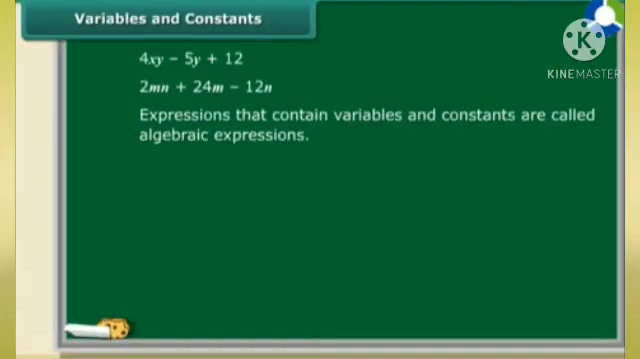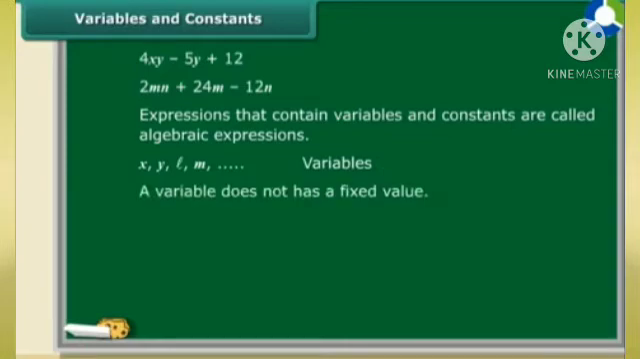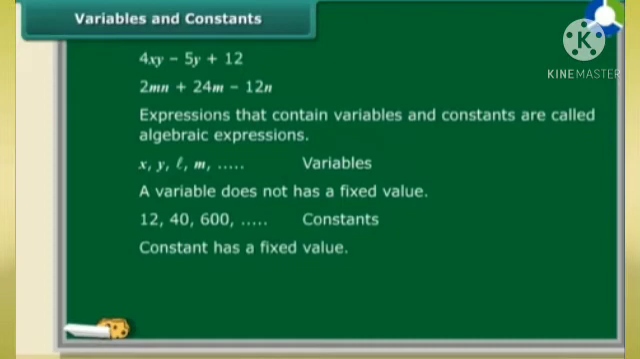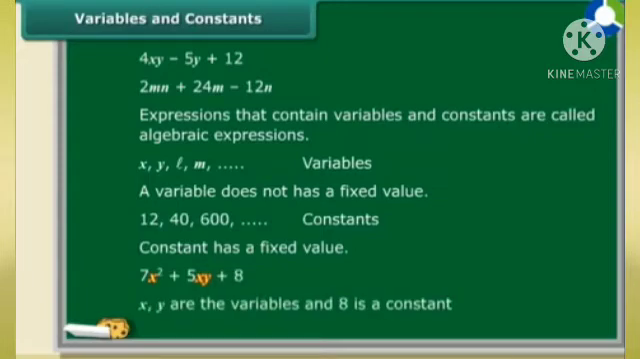Expressions that contain variables and constants are called algebraic expressions. The letters such as x, y, l, m and so on are used to denote variables. So a variable can take various values and its value is not fixed. On the other hand, a value that does not change is a constant. So in the expression 7x squared plus 5xy plus 8, x and y are the variables and 8 is a constant.